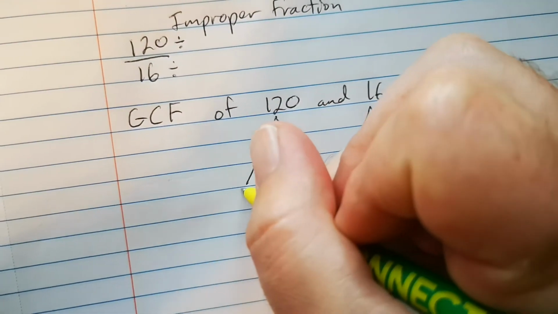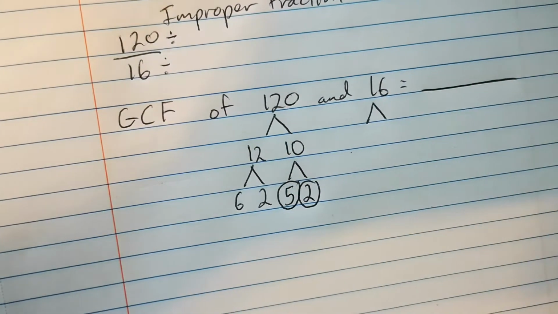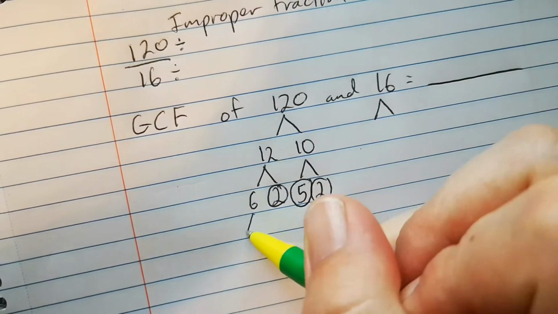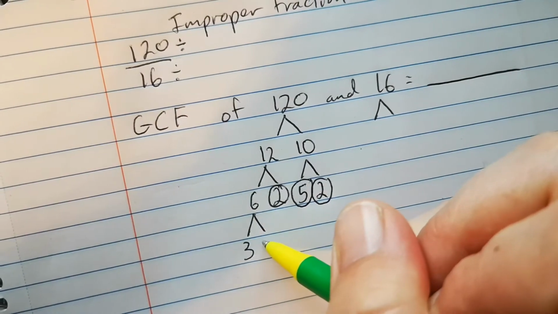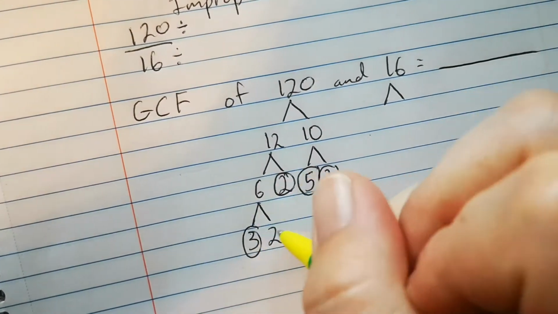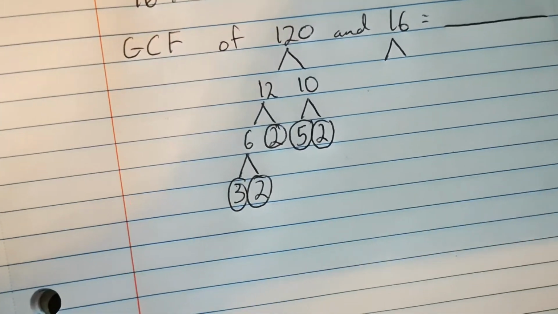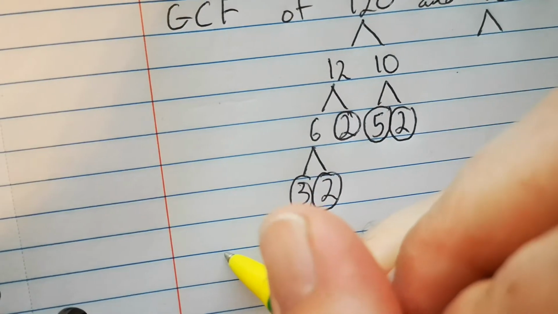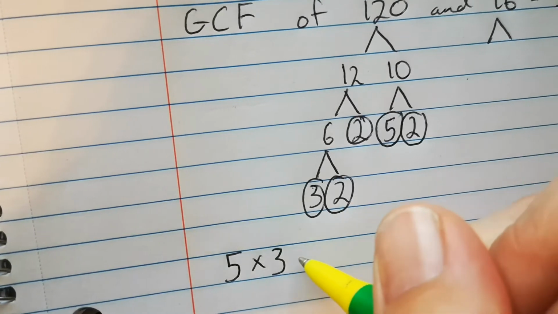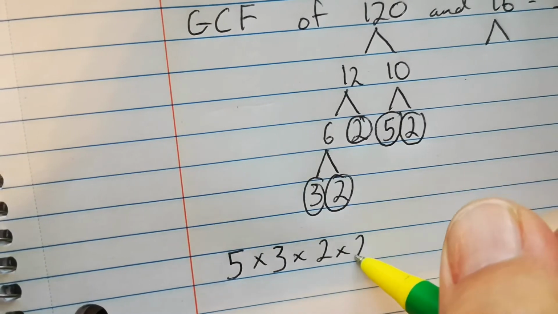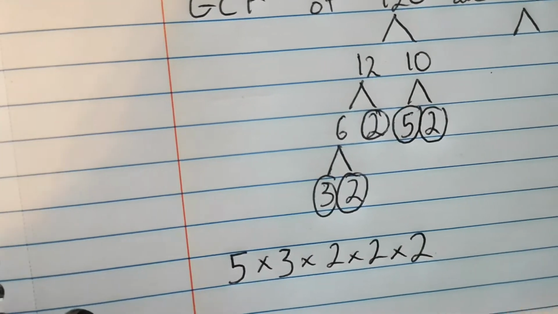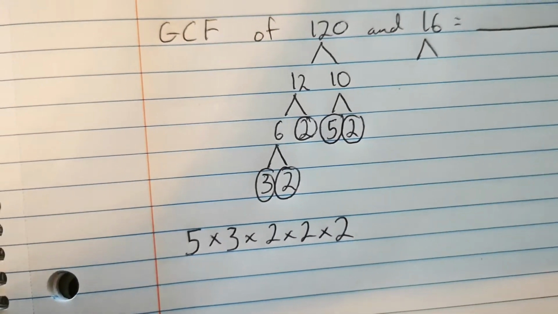How about 12? 12 can be divided into 6 and 2. 2 is prime, 6 is not. I get 3 and 2. And there are my prime factors. And then down here I'm going to write my prime factors. I have 5 times 3 times 2 times 2 times 2. So I have three 2s, a 3, and a 5. Those are the prime factors of 120.